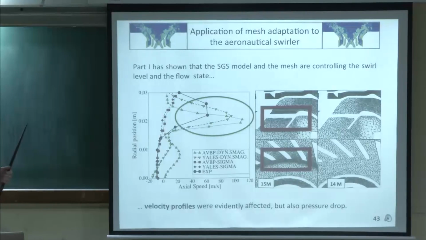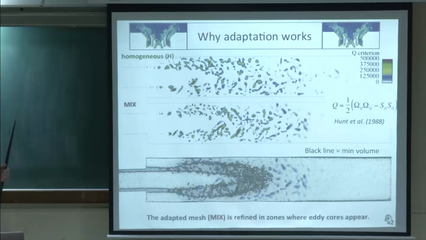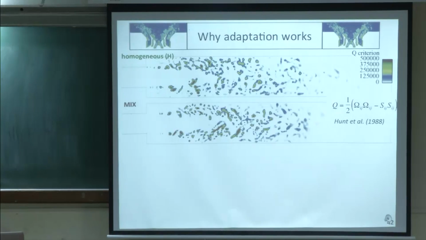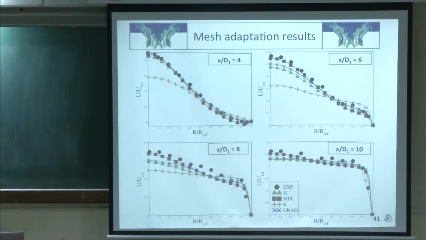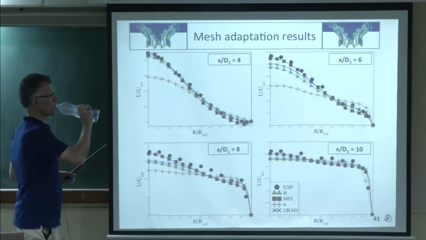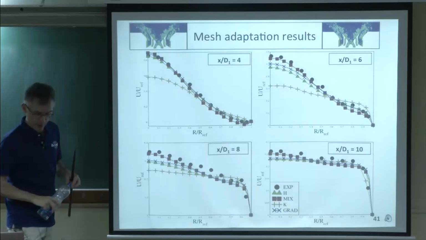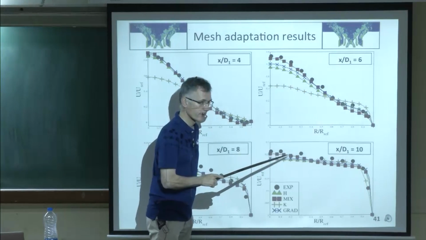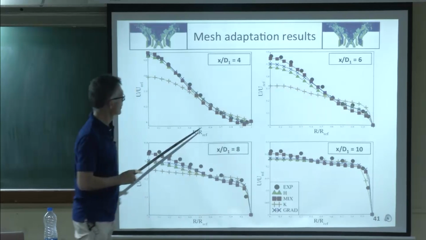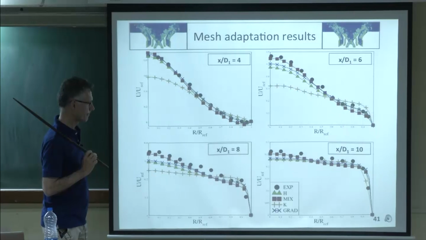Yeah. The slide where you're comparing the results. Why are the results improving as you go along, at higher x over d? You see from 4 to 10 it is improving. The K is actually having a better match.